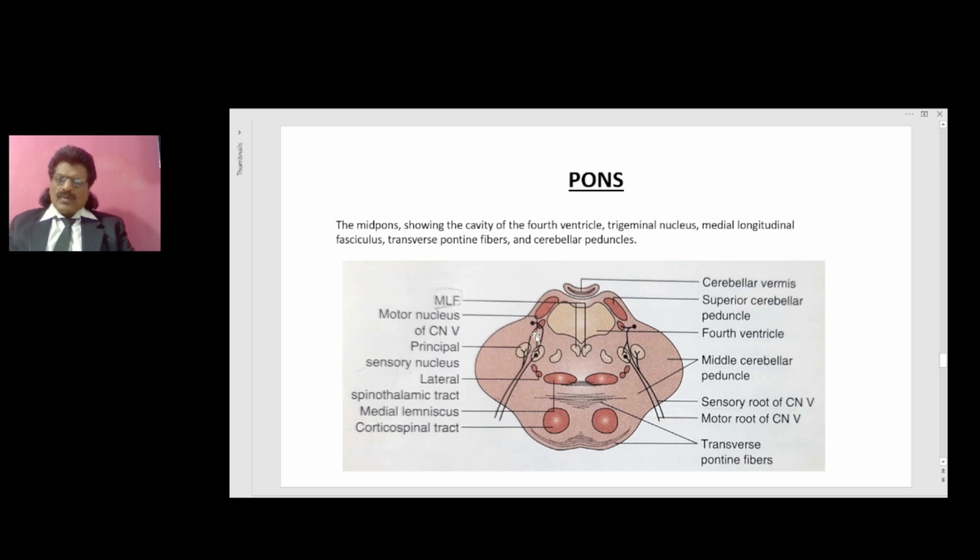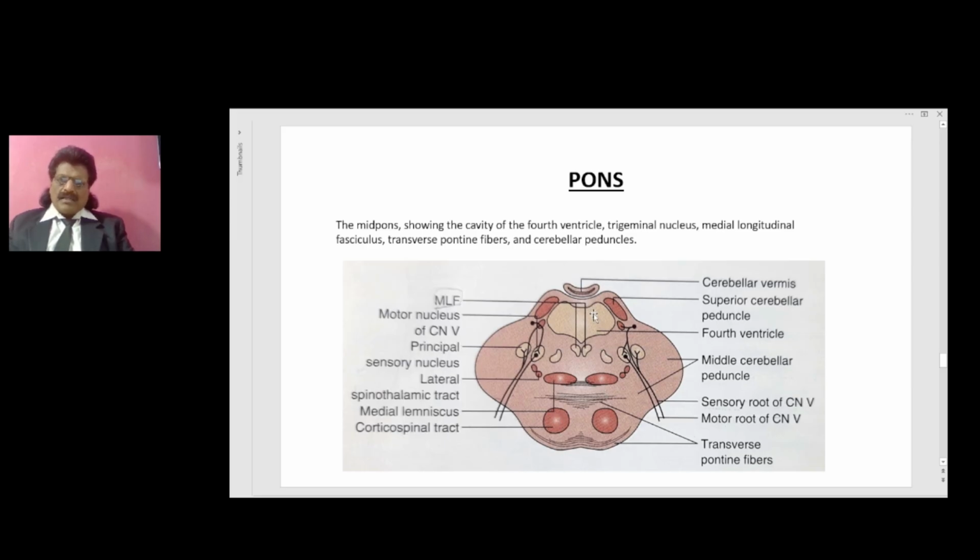Then basically you have the trigeminal nerve nucleus. Again as I said, there are 3 parts. One is the motor nucleus. So you can see the motor nucleus coming like this. Then you have the principal sensory nucleus. This is the lateral spinothalamic tract. This is the medial lemniscus. This is the corticospinal tract.